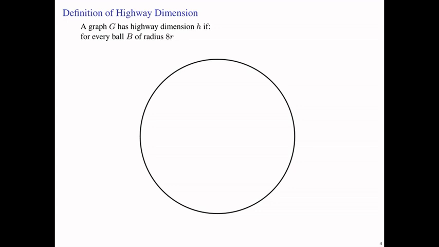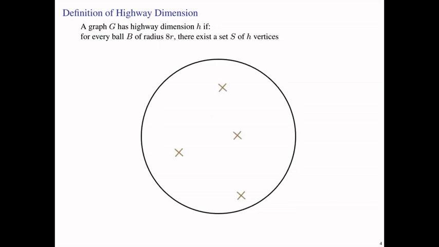Okay, so we start with the definition of highway dimension. We say that a graph G has a highway dimension H if for every ball B of radius 8R. So here's B, and 8 is a constant somewhat arbitrary, but say 8. There exists a set S of H vertices that are going to act as highways. So every long shortest path will go through one of these vertices.